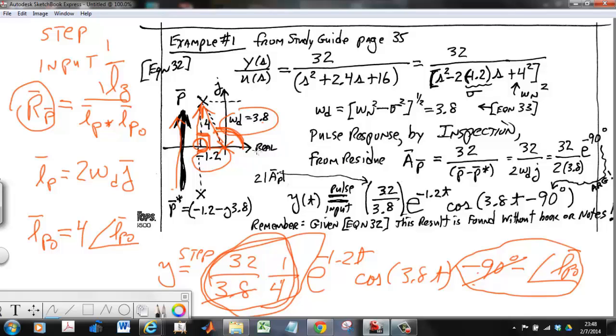Hopefully now you're more familiar with complex numbers, how they relate to Laplace. And we're going to be using this technique extensively, so I hope your time on this is well worth it.